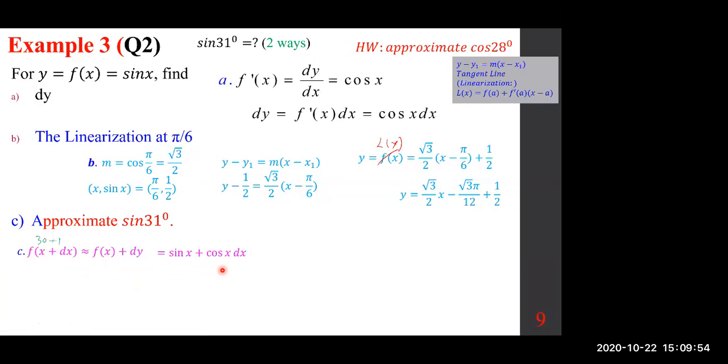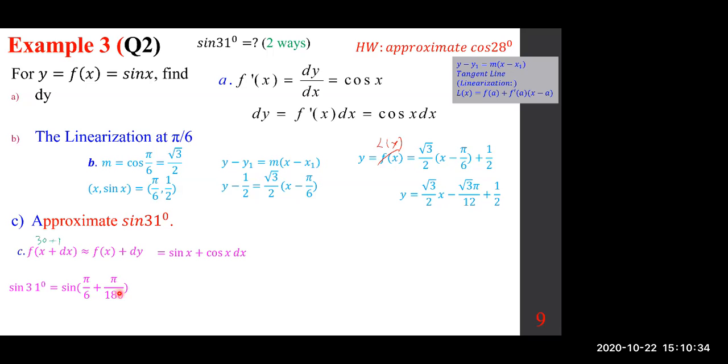So sine of x means sine of 30 degrees, but we're going to put pi over 6. Cosine of x, that means cosine of 30 degrees, that means pi over 6. They really don't make that much of a difference if you put degrees or radians. What makes a difference is dx. You don't want to put 1. That's the one you want to be careful about. So what do you want to put there? Pi over 180. So 31 degrees is 30 plus 1. 30 is pi over 6. 1 is pi over 180.